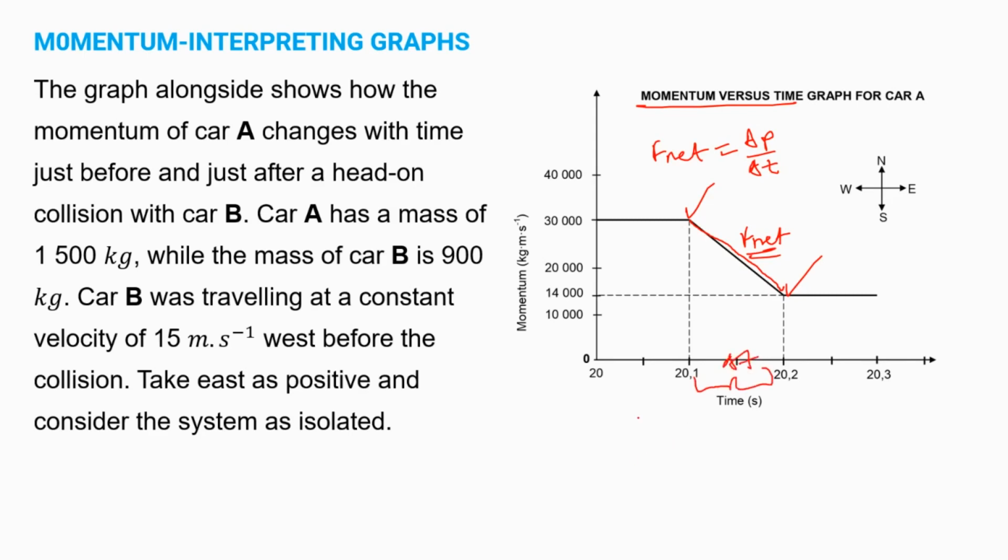So these are some of the graphs that you can get. We discussed the force versus time graph, the velocity versus time graph, and the last one, momentum versus time graph. This one, you can check the examples under impulse. We did this.